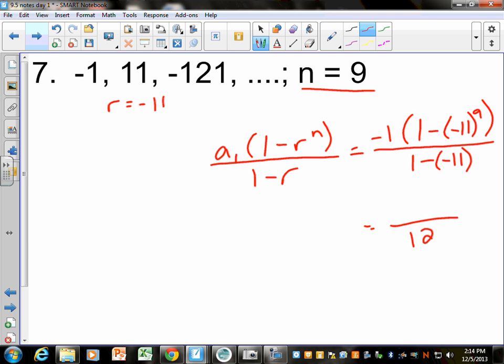Because think about on this one, although it's alternating positive and negative, if we keep multiplying by negative 11, we're going to get really big numbers here. 1 minus negative 11 to the 9th power. I forgot to divide by 12. Did you get a negative number? Yeah. Negative 196495641. That's a lot. So a lot of formula stuff.